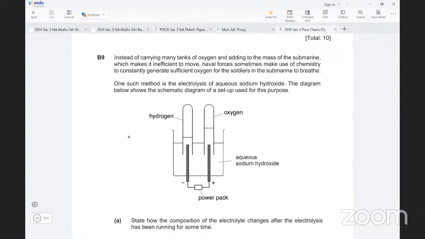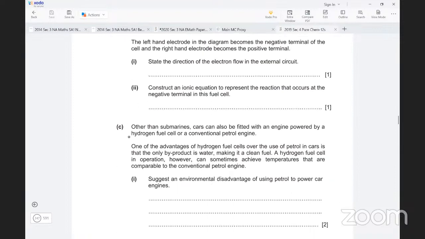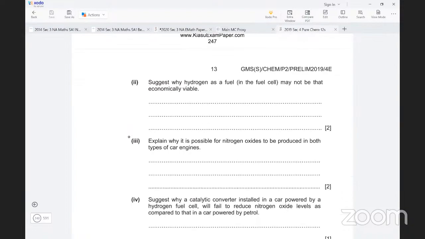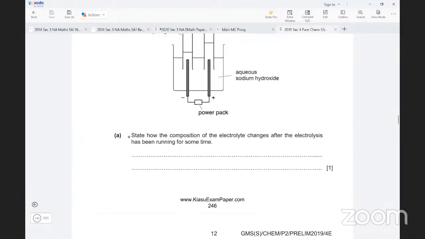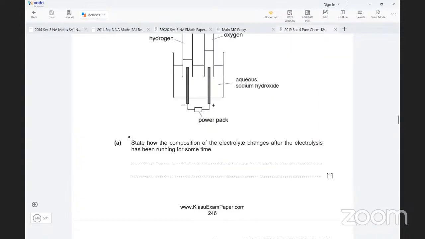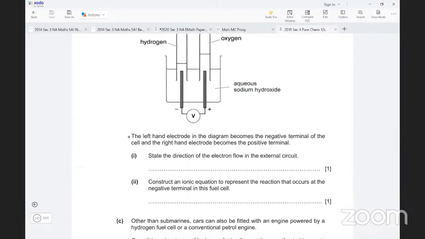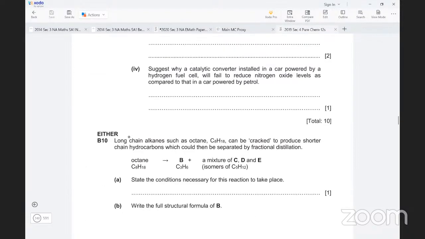I did it before. Actually, I did it before. I don't know why. Good thing. I mean, it's not a very complicated setup. It's okay. The electrolysis part is very little. I don't know how to do the catalytic question. You can see a catalytic question. What catalytic? The last one. Suggest why it fails to reduce.